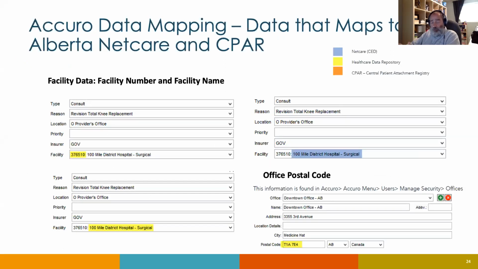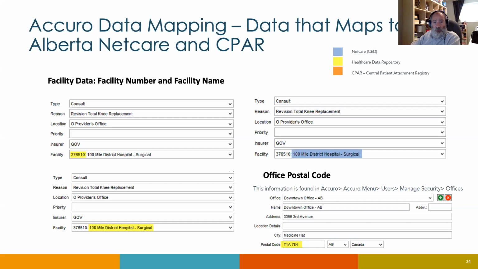All right, so for the next number of slides, we're going to actually dig into the EMR and have a look at which fields are mapped and flow to Netcare. And I'll point out that there's a legend on this slide. So things that flow to Netcare are highlighted in blue. Things that flow to the healthcare data repository are highlighted in yellow, and things that flow to CPAR are highlighted in orange. And as we go through, you'll see that there's some information that goes to both places.